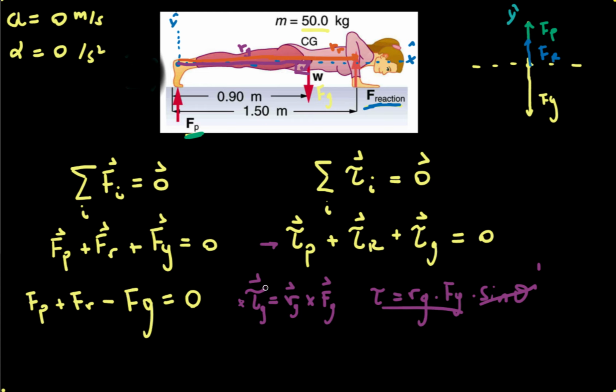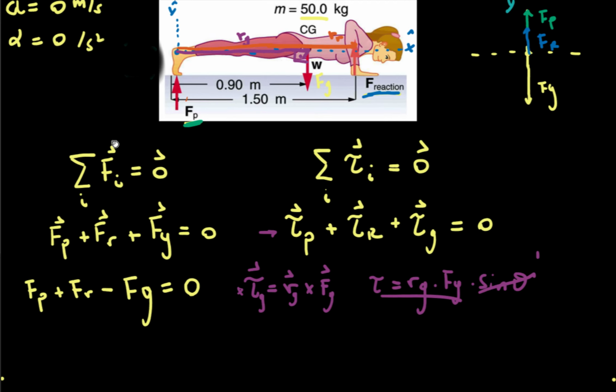And this is what I meant by you can pick a coordinate system that's going to make your life easy, or you can pick a coordinate system that's going to make your life difficult. If you pick a 0, 0 point where you don't know one of the forces, it just so happens that this force will go away because R is 0. So let's finish this.